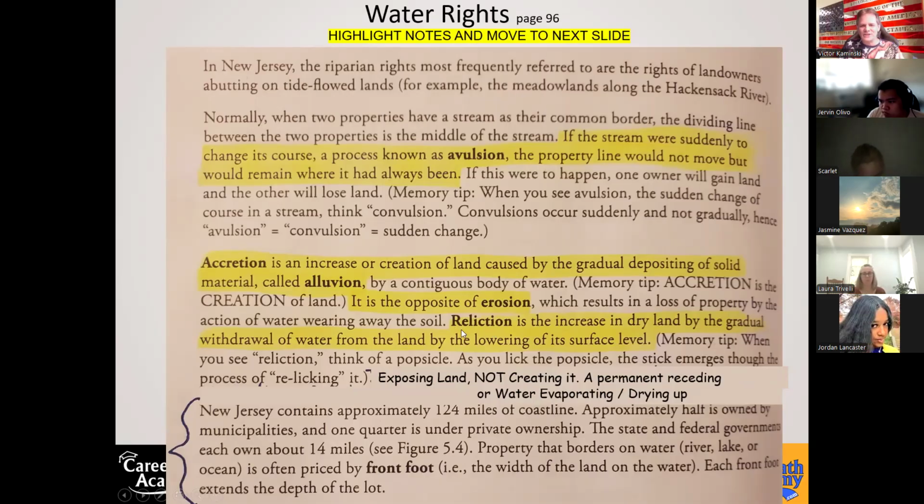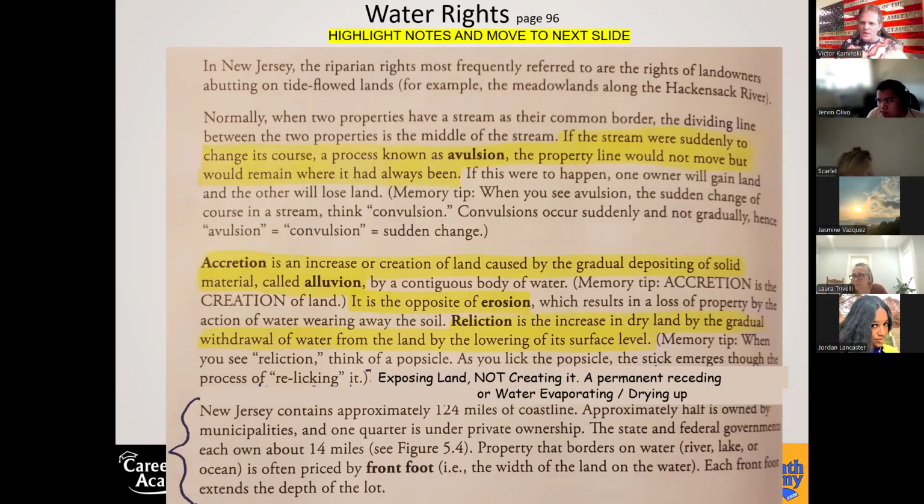Yeah, I like the reliction begins with RE, the word receding. That's the receding of the tides. It recedes like my hairline, you know. The water recedes and it doesn't come back. Okay. It's like a permanent receding of the tides, reliction. It's either the permanent receding of the tides or all the water drying up, evaporating the water, giving you more dry land. It's not creating any new land. That land was always there.